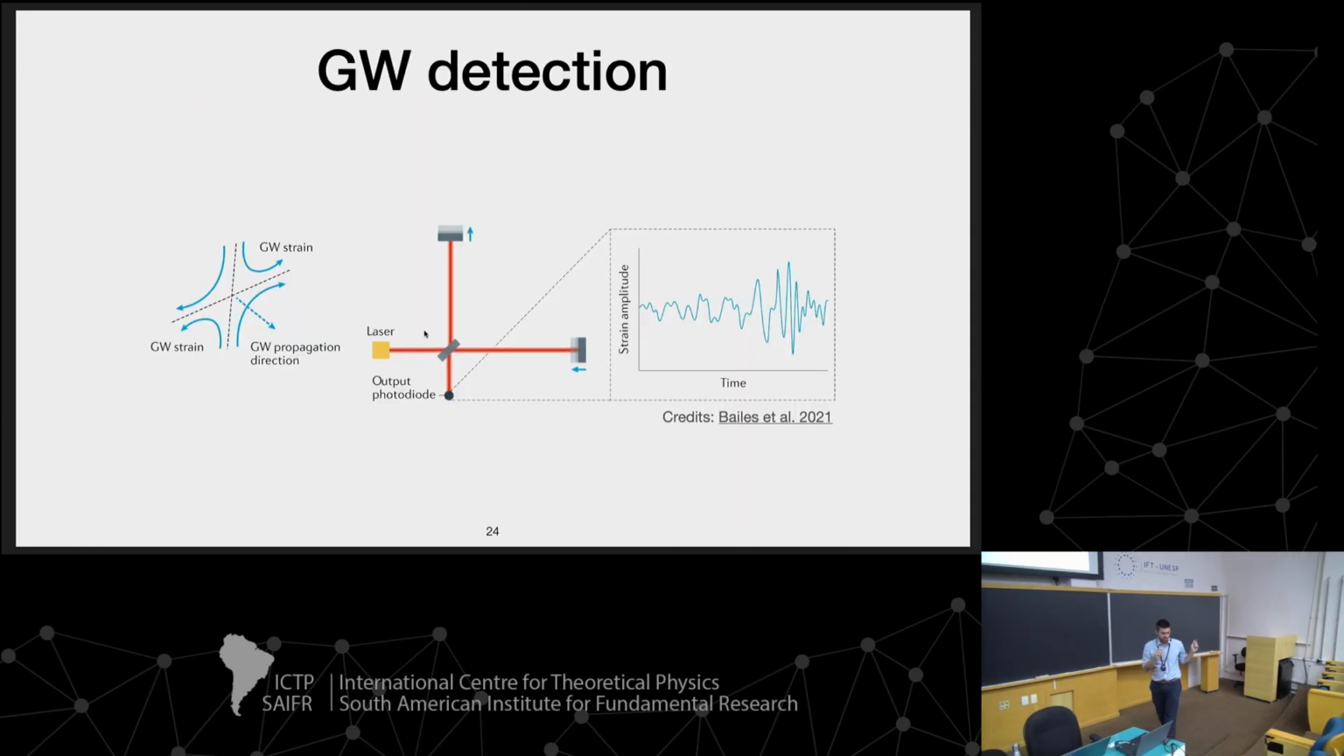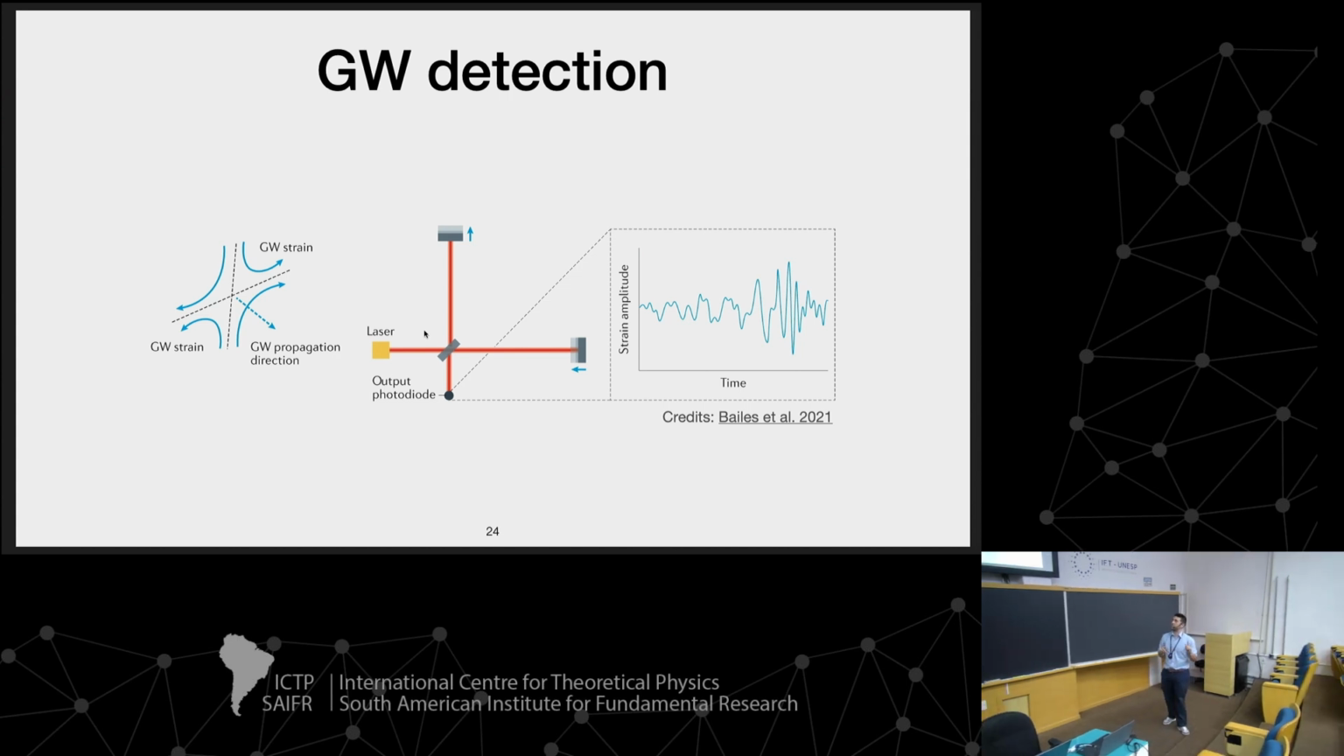Okay, so now, I talked about gravitational waves. Let's see the detection process. So we have the gravitational waves passing through the detector. Here you have a very simple schematic of how a gravitational wave detector is made. It is a Michelson interferometer. So basically you have a laser source that is emitting.